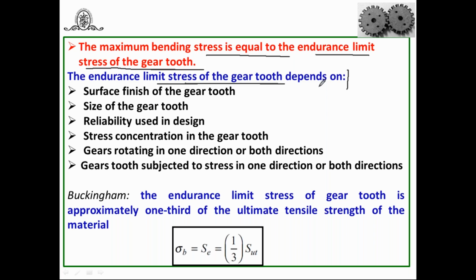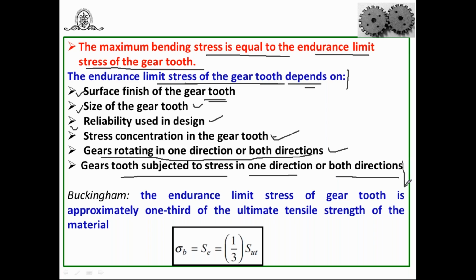So what are the factors for gear tooth? Same parameters. Surface finish of the gear tooth, that means finish factor. Size of the gear tooth, size factor. Reliability, the reliability factor. Stress concentration, KD, 1 upon KF. And along with this, two important factors: gears are rotating in one direction or both directions, or gear teeth are subjected to stress in one direction or both directions. Based on that, whether it is subjected to reverse or fluctuating stress.